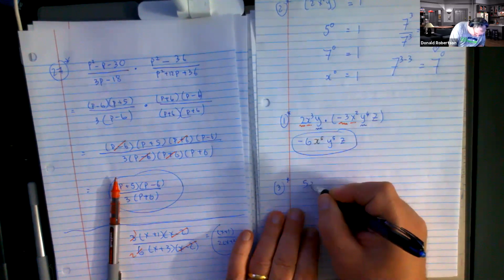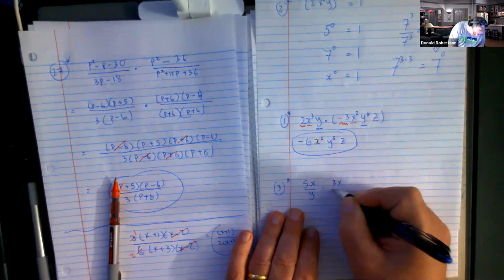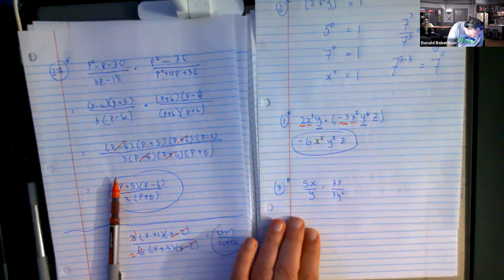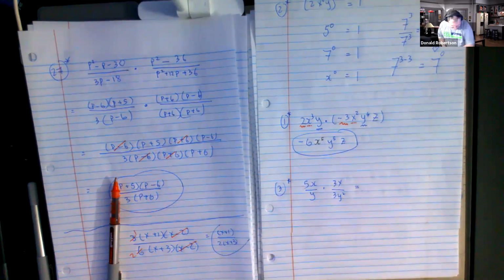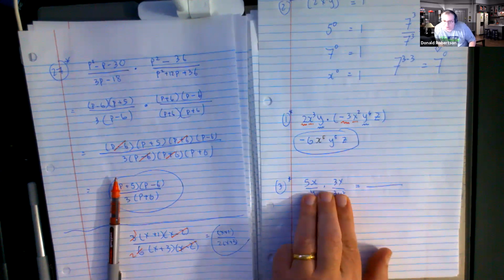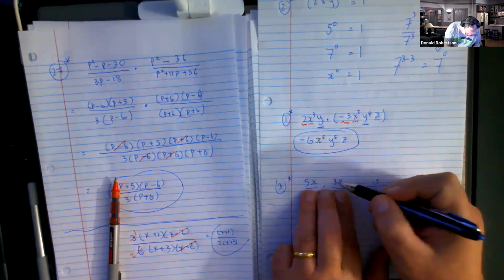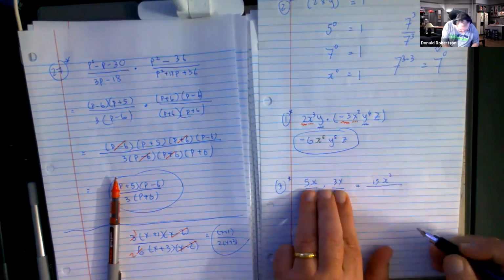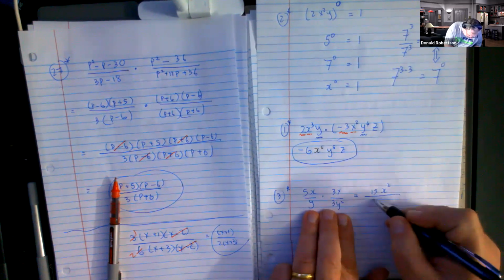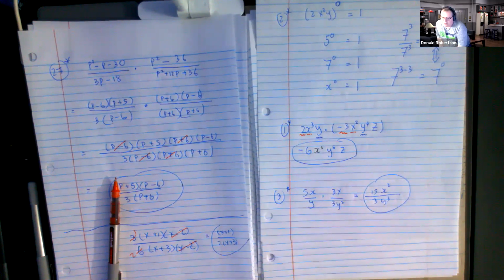So suppose you had 5x over y times 3x over y squared. Now, if you put them together, the top terms multiply together, right? So what do I get? I get 5 and 3 gets me 15, and x times another x gets me x squared. And then the bottoms get multiplied together, and that's 3, and that's y cubed. But that's all there is.